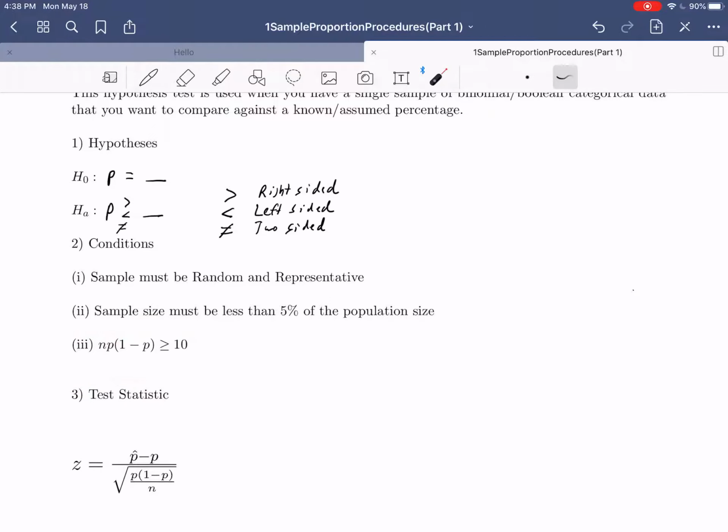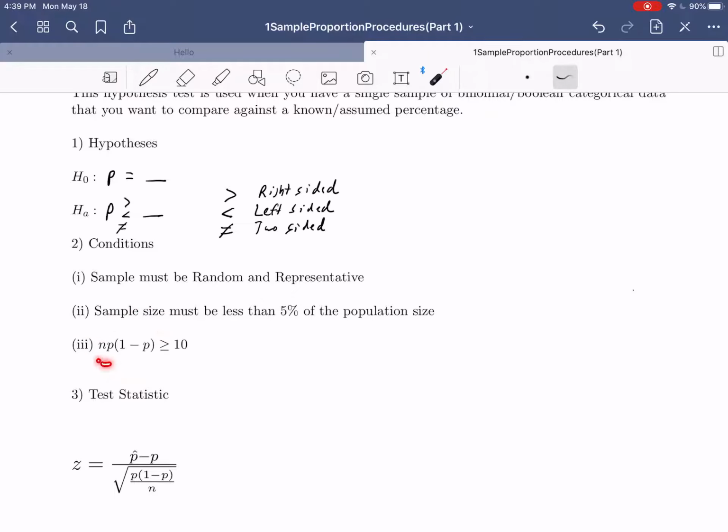The third condition in the past used to be that the data was approximately normal, or that the sample size was greater than or equal to 30. Obviously, that idea of normality doesn't make any sense here because we're not working with quantitative data anymore. We're working with categorical data. So we need a slightly different condition. This condition, though, shouldn't look too unfamiliar.